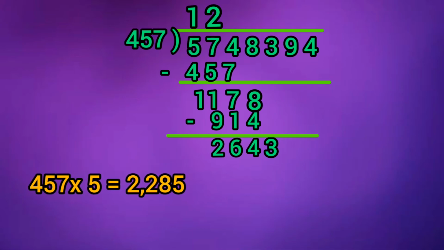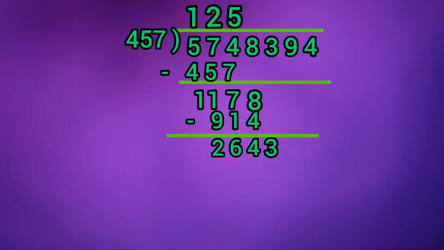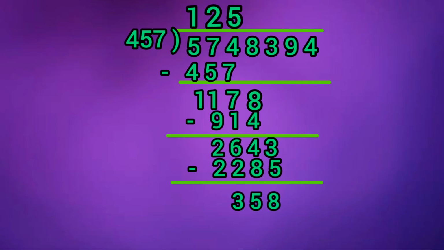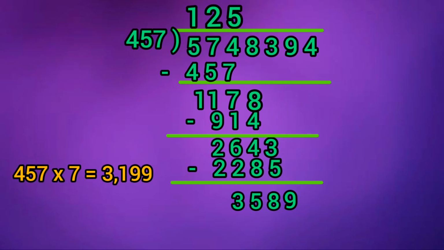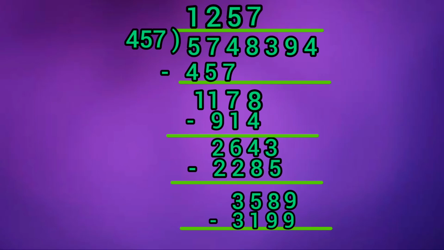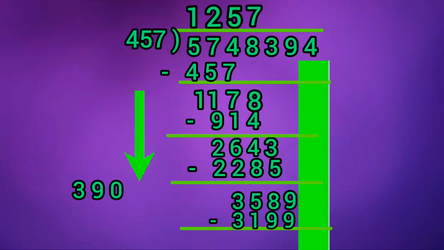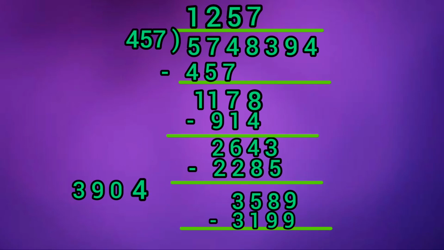457 into 5 is equal to 2285 will be the answer. So keep 5 in the quotient and subtract 2285 from 2643, which becomes 358. Bring down the next number 9, which becomes 3589. 457 into 7 is equal to 3199. So keep 7 in the quotient and subtract 3199 from 3589, which becomes 390. Bring down the next 4, which becomes 3904.